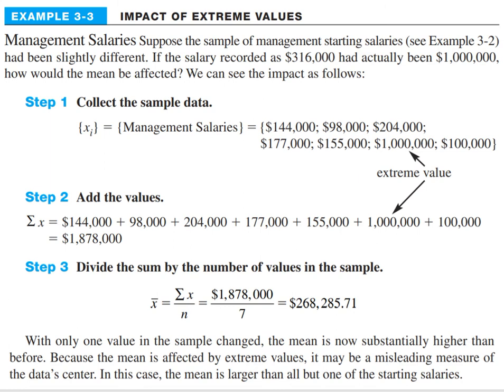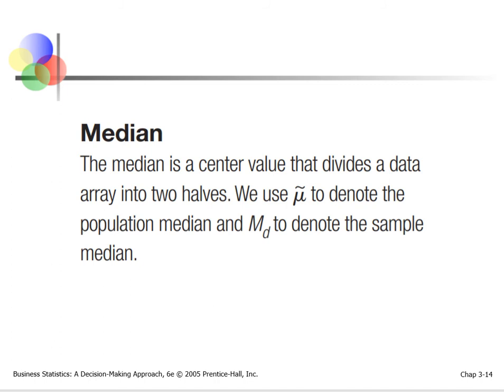Okay. Now let's proceed to the median. Okay, so the median is a center value that divides a data array into two halves. So we use mu to denote the population median. Na siya kaning murag bar, tapos curly bar. So curly bar mu, and then the sample median is represented with a big letter M with a subscript D. In this book, mao na siya ang iyahang notation.